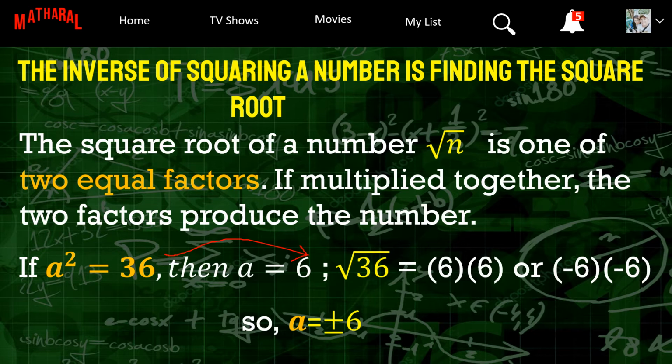At itong mga ito po, si 6 at si negative 6 ay ang roots ni square root of 36. Mahalagang malaman nyo po ang pagkakaiba ng gamit ng salita. Dahil po tayo nasa inverse, sinasabi po, the inverse of squaring a number is finding the square root. Ayan po siya. Ito po, si 36 ay ang perfect square ni 6. Okay? Si 6 at si negative 6 ay ang roots ni square root of 36. So, let's move forward.